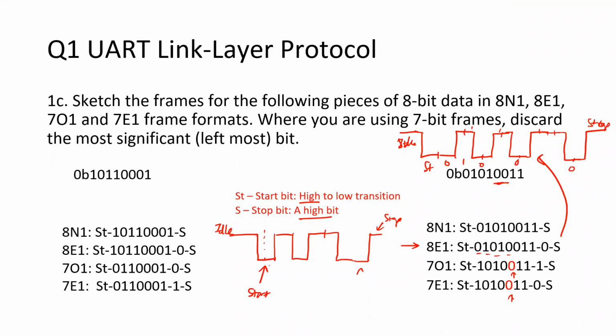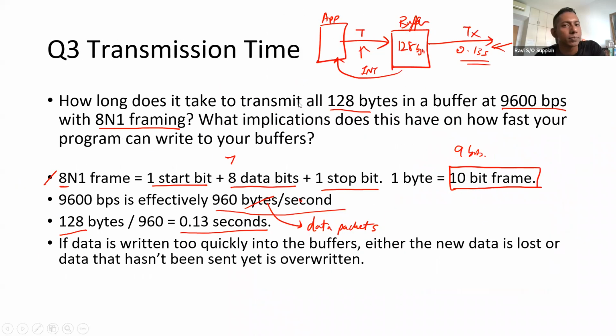Prof, may I also ask about question 3? Here 960 is a number of data packets, and 128 is the bytes. It's not really a number of data packets. So how can we use 128 to divide 960?